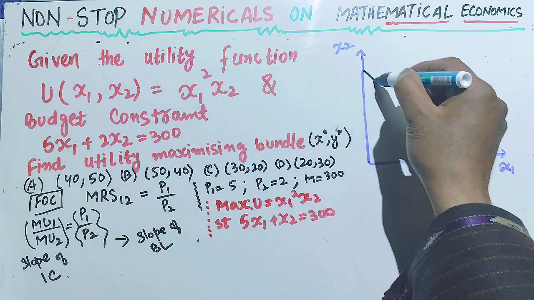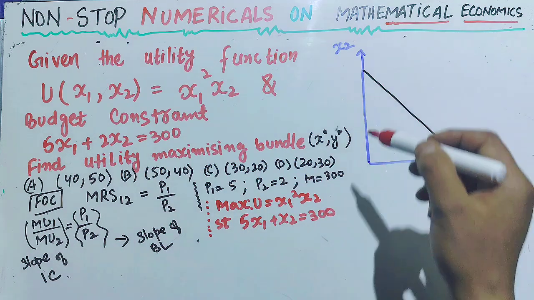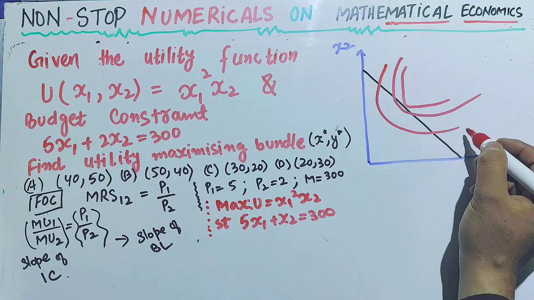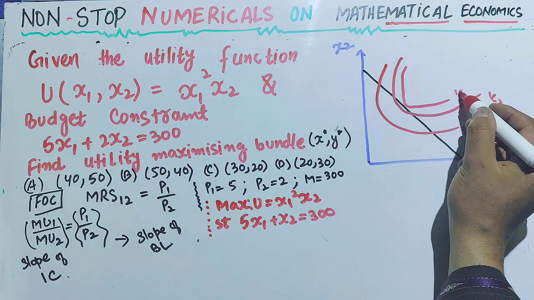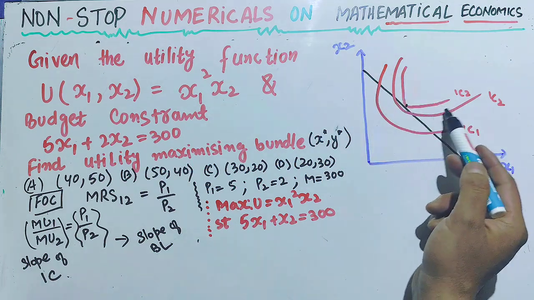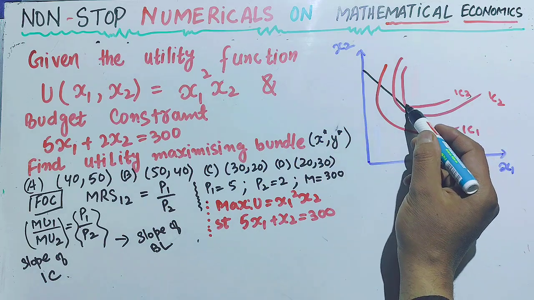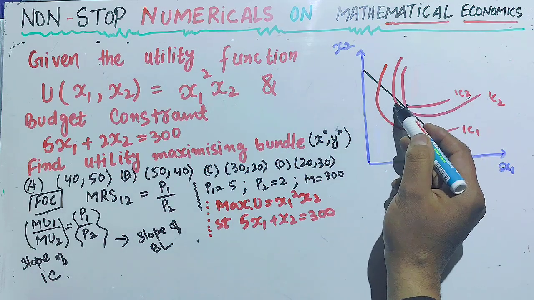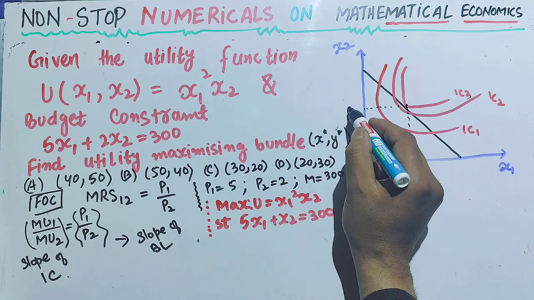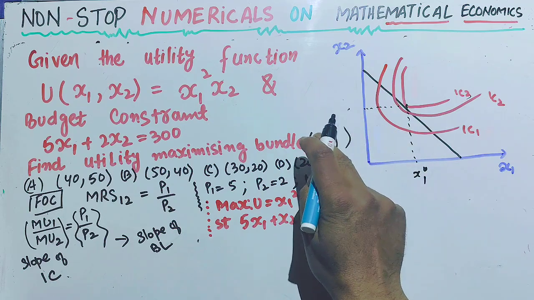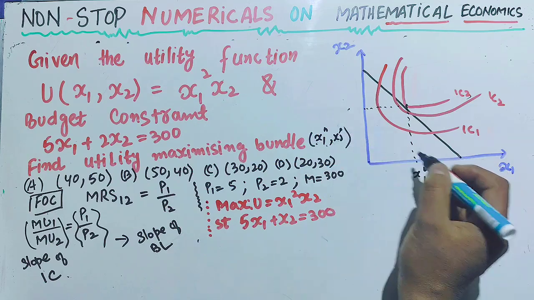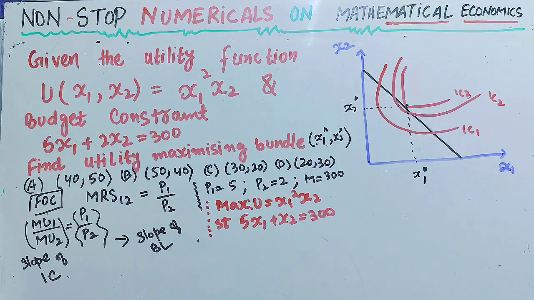With the given budget, let us draw this budget line. Consumer wants to reach the highest possible indifference curve. This is IC1, IC2, IC3, and the optimal bundle will occur where the slope of the budget line and the slope of the indifference curves are equal. It happens at this point where they are tangent to each other. That will give us the optimal bundle, here we have x1 star, x2 star, which we are supposed to find out.